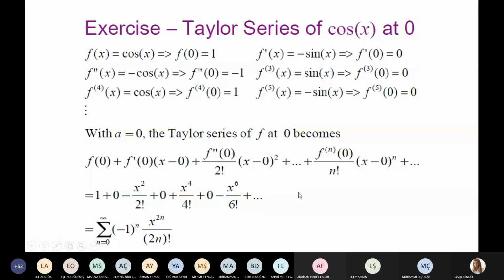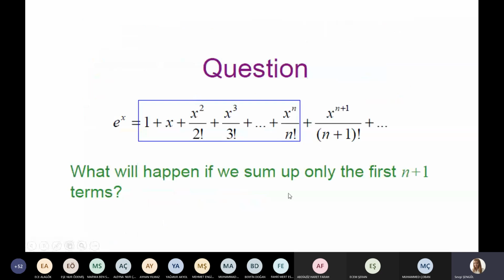Okay. So make sure that you know how to write the Taylor series of any function. I will ask one question in your midterm about that. And here you go. This is the e to the x. We opened it as a Maclaurin series.